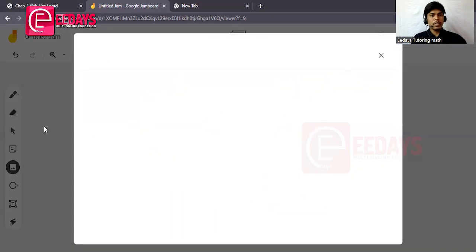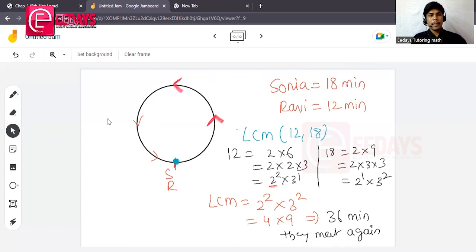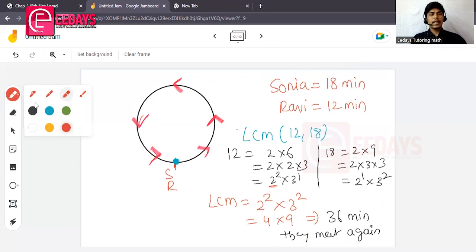My pen is not working. Once again. Yeah, same direction, and they started at the same point. You can take it like this. So in that particular case, you just take the LCM, because we have to take the greatest part.